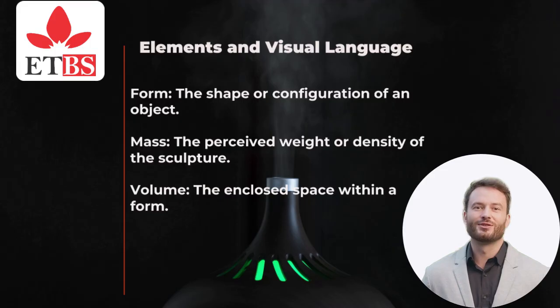Scale: the size of a sculpture in relation to the human body or its environment. Space: positive, occupied, versus negative, empty space. Balance: symmetrical, asymmetrical, or radial distribution of visual weight.